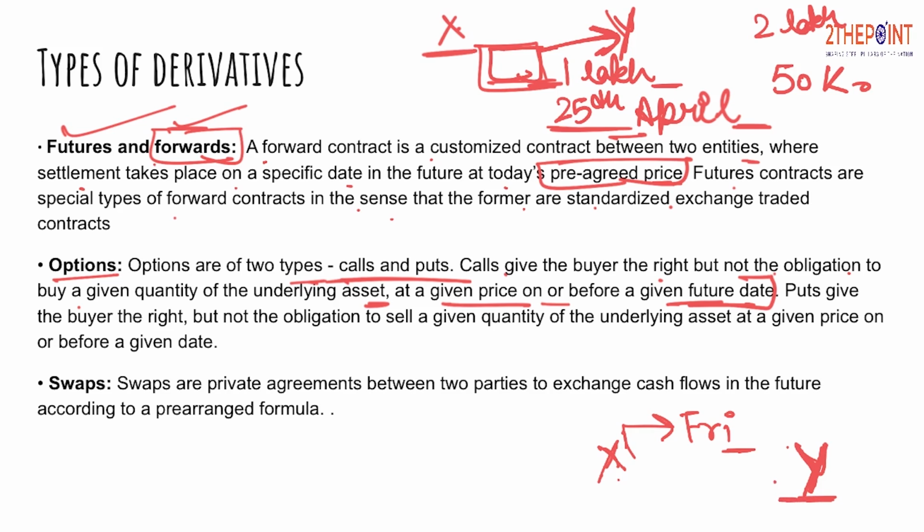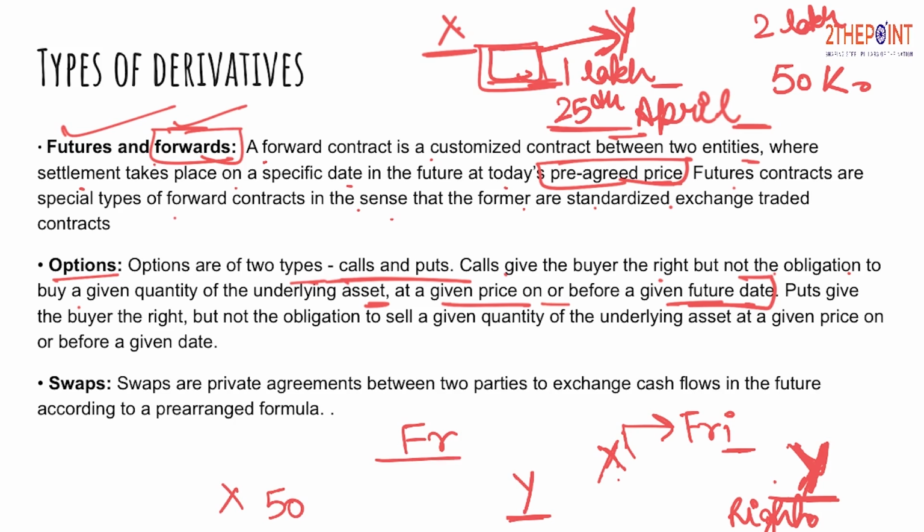So what has Y got? He has got the right either to buy or not to buy the ticket. He is under no obligation to buy the ticket. Y has the right to decide whether he wants to buy the ticket or not. Let me put it this way. X got the ticket before Friday for rupees 50, and Y has the right to buy the ticket depending on whether the movie is a hit or not. So Y will decide it on Friday.